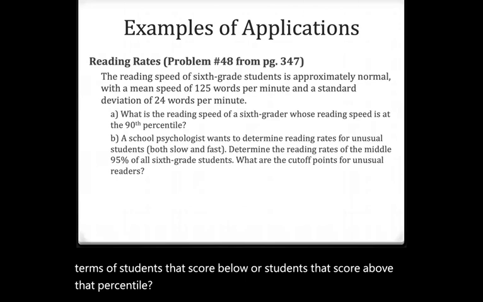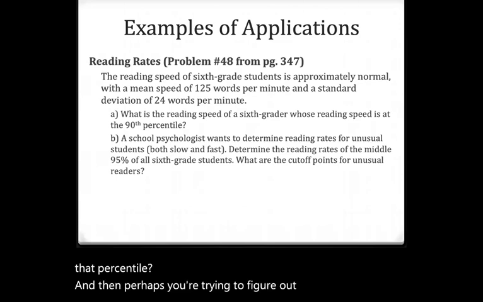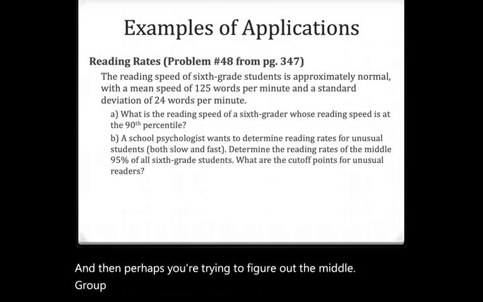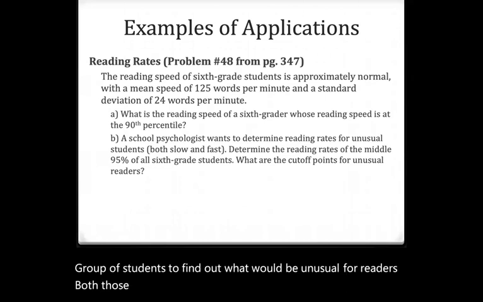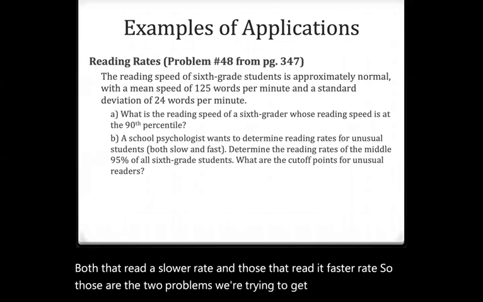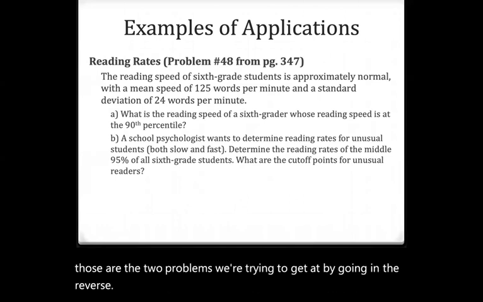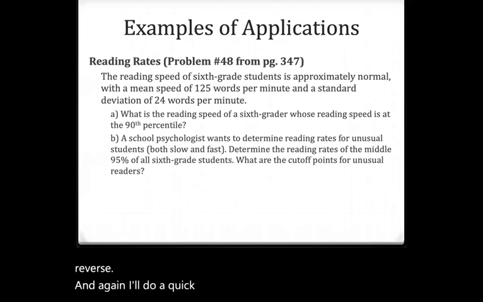And then perhaps you're trying to figure out the middle group of students to find out what would be unusual for readers, both those that read at a slower rate and those that read at a faster rate. Those are the two problems we're trying to get at by going in the reverse. And again, I'll do a quick Excel lecture at the end of this video on how to do it.